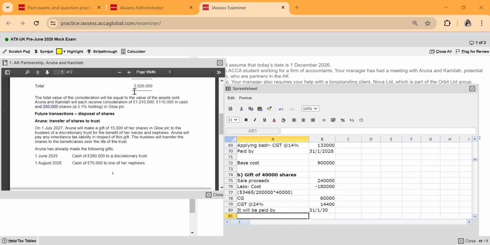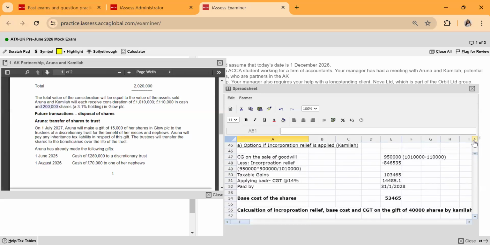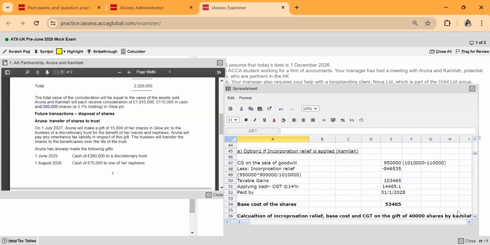Done? The base got okay. I will do it again. Look here. Okay, now you will answer me. Let's do it very logically. What is the cost of shares?